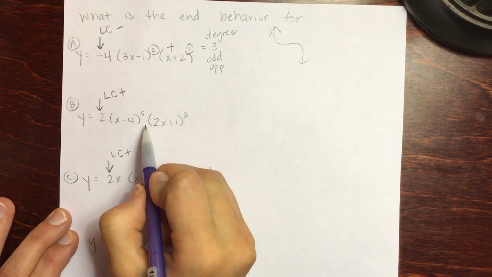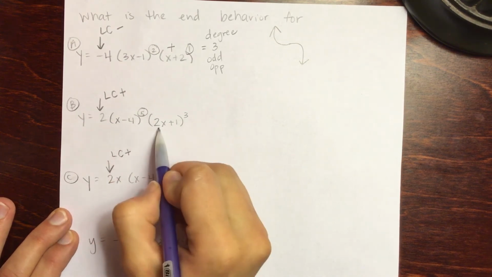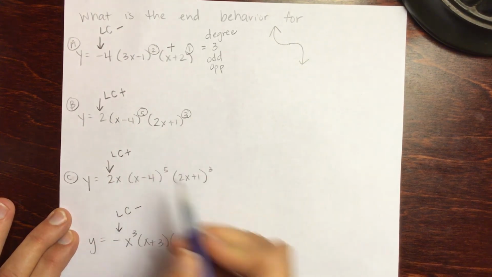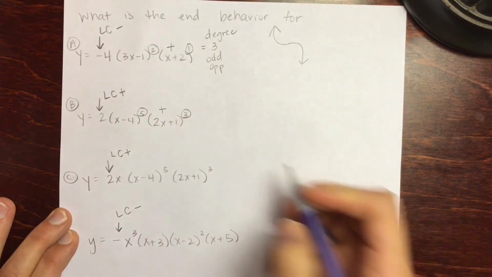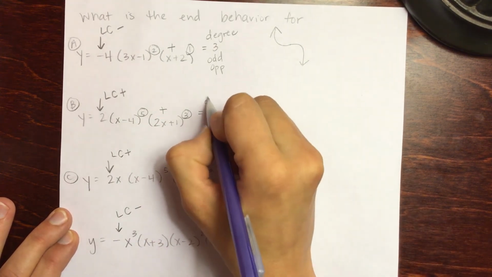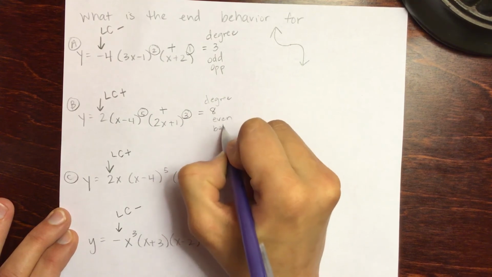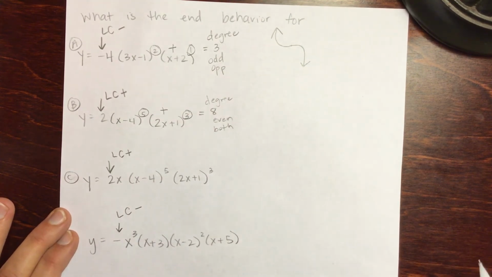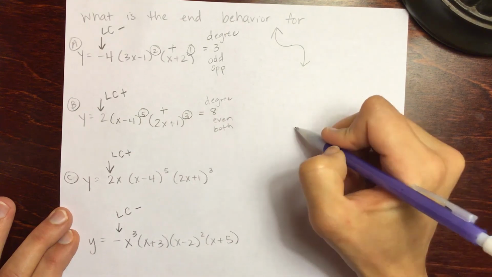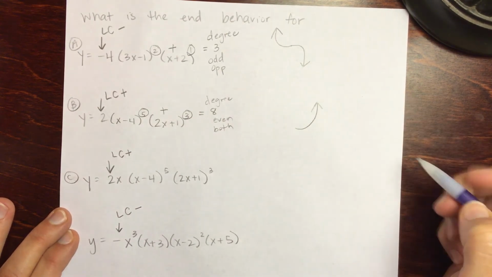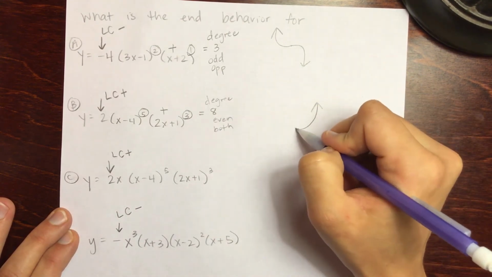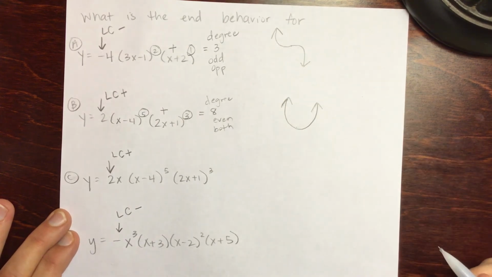In this next example, here's an x, and here's an x, and they're in parentheses, so I would add those exponents together to get 8. My degree would be 8. 8 is an even number, which means that they're going to point in the same direction. So since my leading coefficient is positive, the right-hand side points up, and since my degree is even, the left-hand side does too.